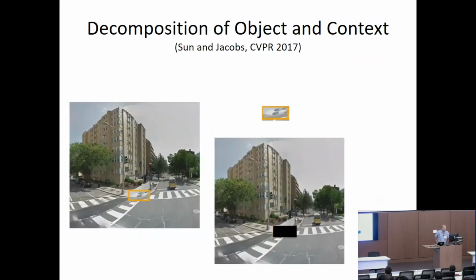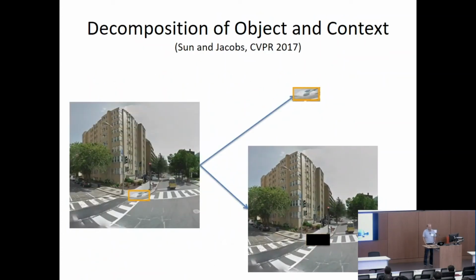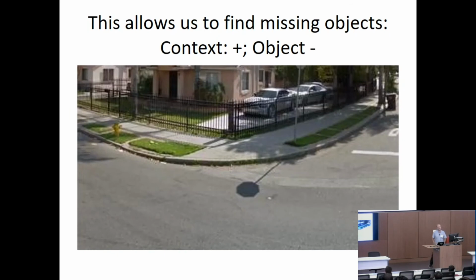This is an example of, again, some more practical work by my student Jin on learning models of context, and decomposing the appearance of an object from the context of that object. One of the reasons that you want to do this is that it allows you to find missing objects. In this case, we were looking for missing curb ramps. There's supposed to be curb ramps on all corners, but if you can automatically find missing curb ramps, this can be very useful for accessibility applications.